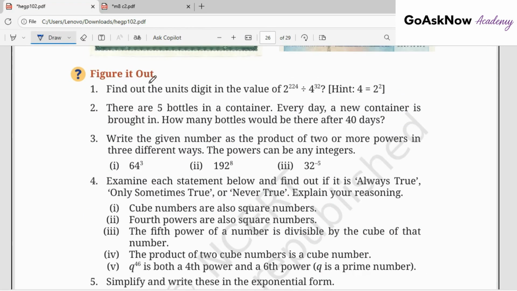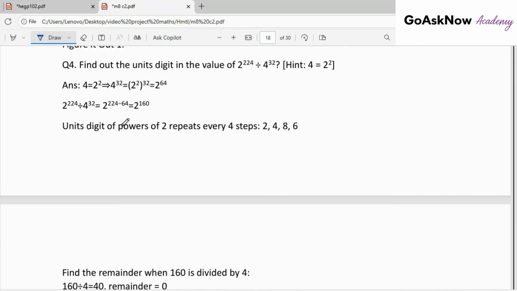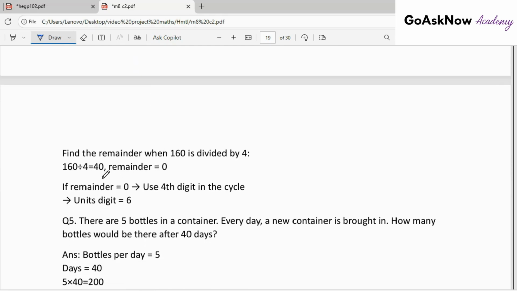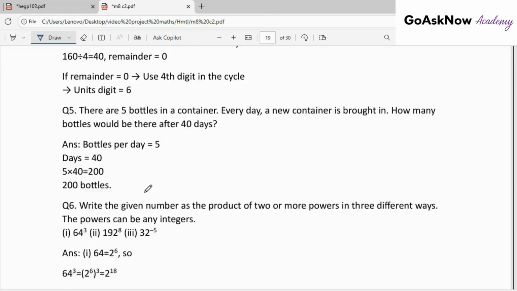Now, figure it out. Find the unit digit in the value of 2 power 224 divided by 2 power 64. Let us calculate this. Subtracting the powers, 224 minus 64 is equal to 160, so we get 2 power 160. Find the remainder when 160 is divided by 4, which is 0. If the remainder is equal to 0, use the fourth digit in the cycle. The unit digit is 6.